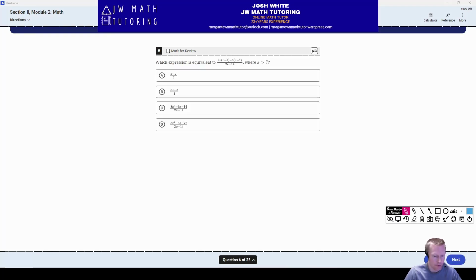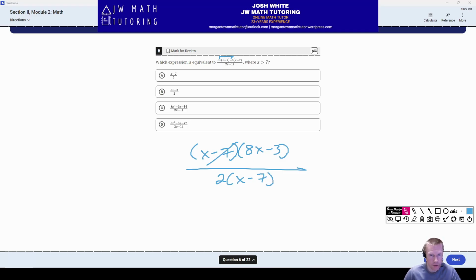All right, next up, question number 6. So this one, there are multiple ways you can do it. What I would say the traditional way to solve this is take the top and basically factor it, continue factoring it by pulling out a common factor of x minus 7. And then what you're left with is going to be 8x minus 3. On the bottom, you pull out a common factor of 2, and then you are left within the parentheses x minus 7. Now, you cancel out the x minus 7s, so correct answer 8x minus 3 over 2.